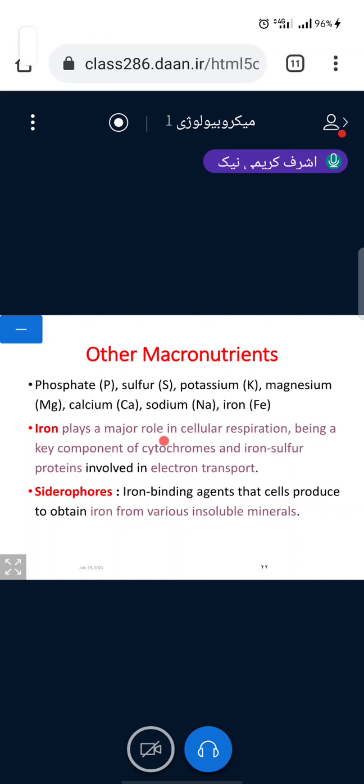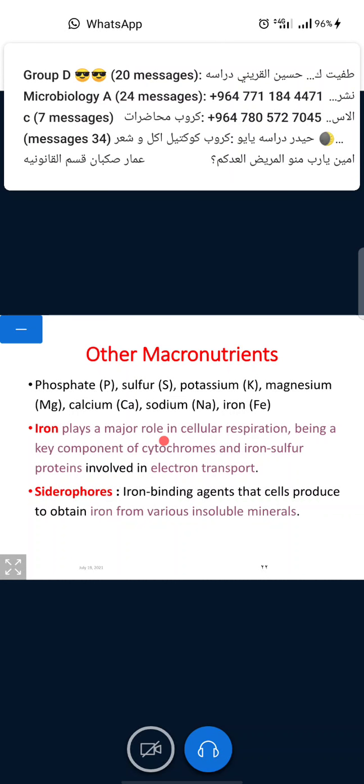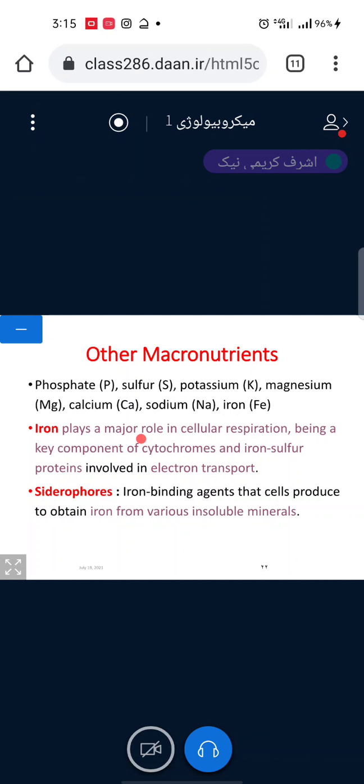Iron is very important for cell respiration, for electron transport. Siderophores. Siderophores are agents that chelate Fe. Siderophores are iron binding agents that cells produce to obtain iron from various insoluble minerals. Some bacteria can produce siderophores.